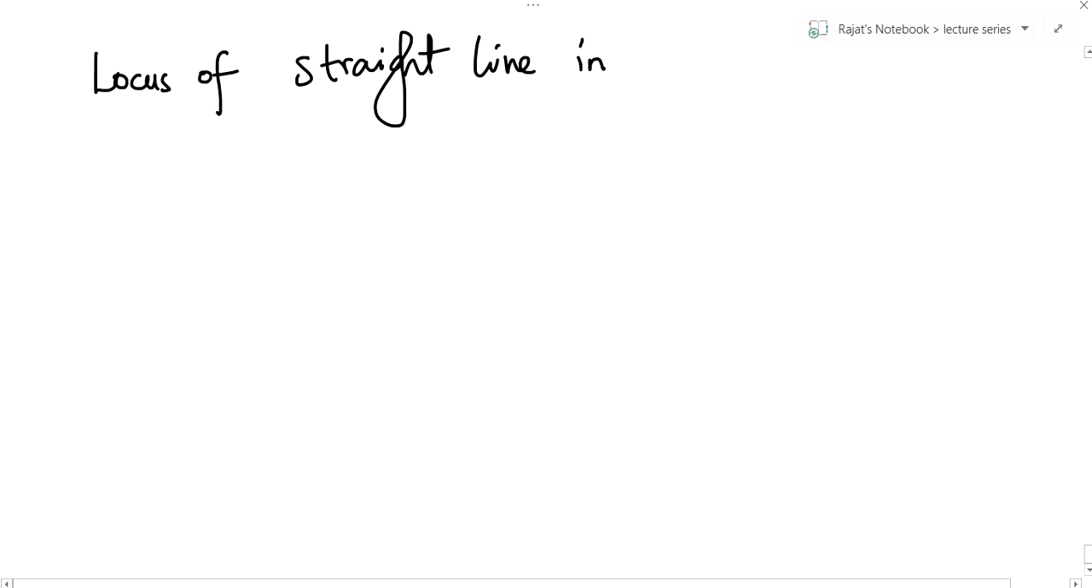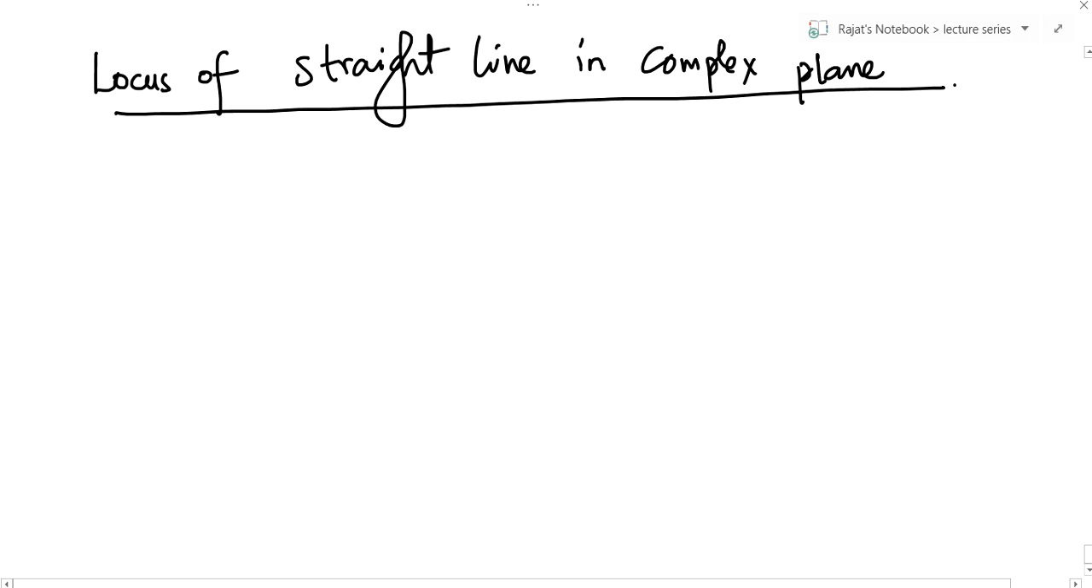Today I want to talk about locus of a straight line in complex plane. Let's begin. Locus of straight line in complex plane. Okay, it's very simple. We'll use the exponential form and it's extremely easy, and extremely intuitive.